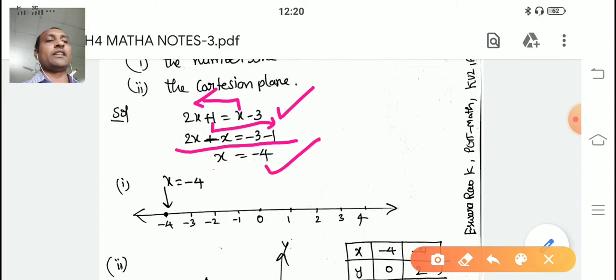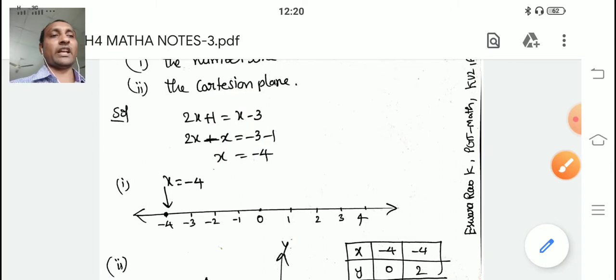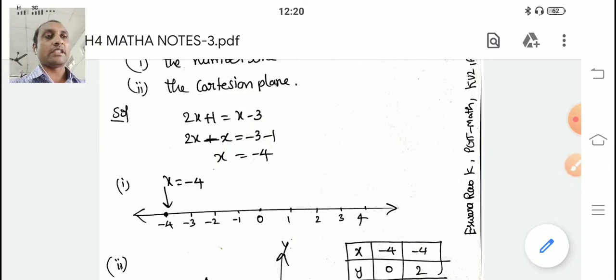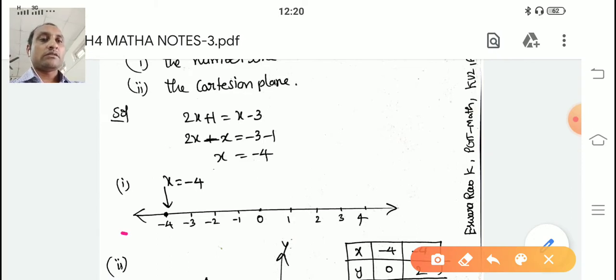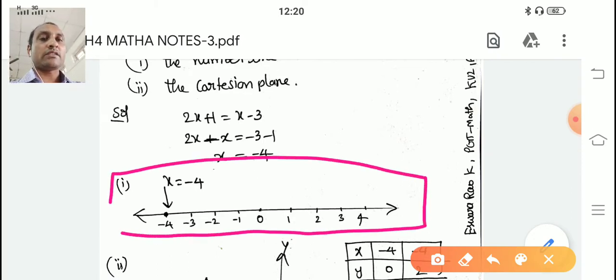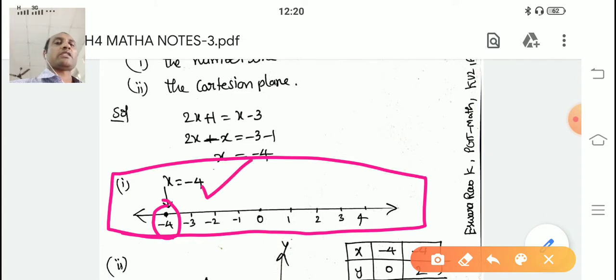Now, on the number line we represent x is equal to minus 4. See how we draw this number line first, then this is x is equal to minus 4. On the number line, x is equal to minus 4 represents a point only, it is a dot, a point on the number line.